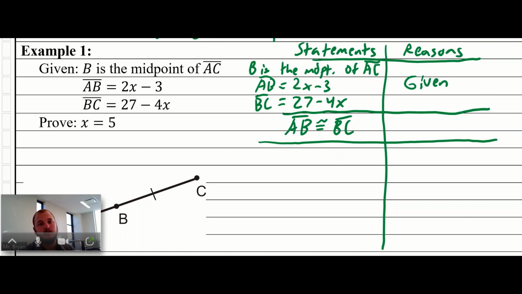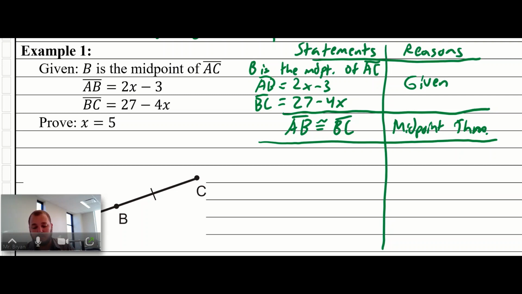AB is congruent to BC. Okay, and the reason for that, like we just talked about, is the midpoint theorem. If you would like to abbreviate midpoint, you can. If you'd like to abbreviate theorem, we always abbreviate that as THM. Okay, so we're always setting this up first.